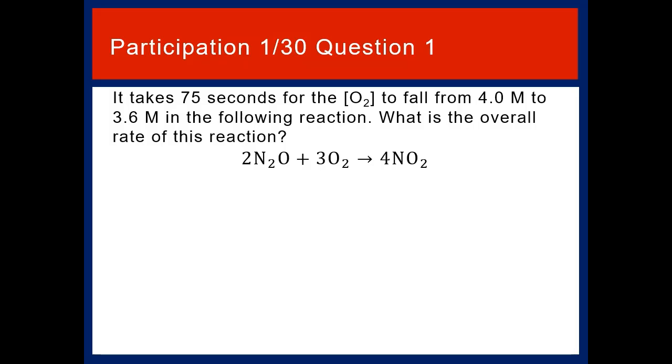Participation 130, question 1. It takes 75 seconds for the concentration of O2 to fall from 4 molar to 3.6 molar in the following reaction. What is the overall rate of this reaction? 2N2O plus 3O2 becomes 4NO2.